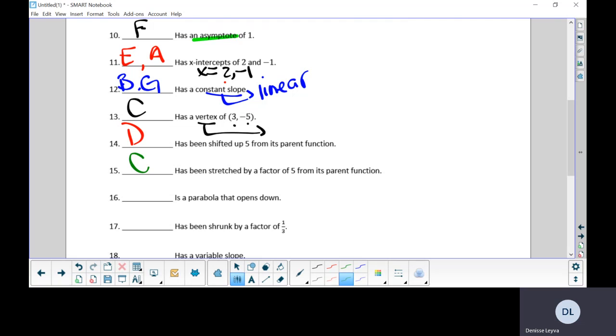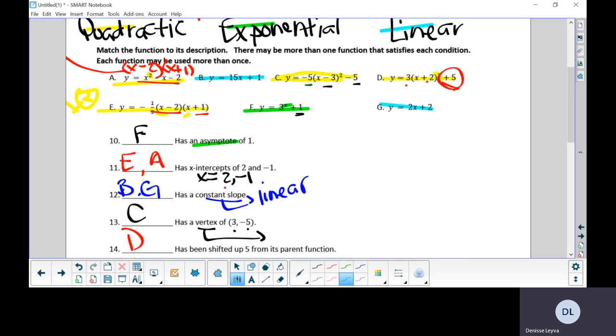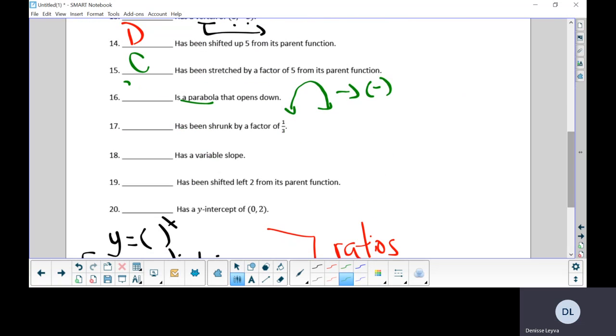If we move on to question 16, it's asking us about a parabola. When we talk about parabolas, that means we are looking for quadratic functions. Now, if it's opening down, that means it is sad. When it is sad, it is a negative equation. So anything that is negative would be the answer. In this case, this is negative here, and that's negative there. So our answer would be C and E. And that is question 16.